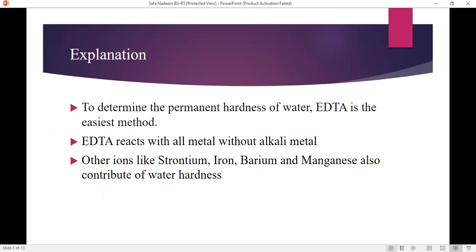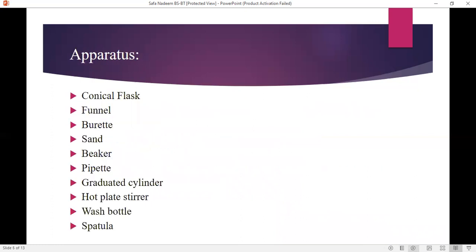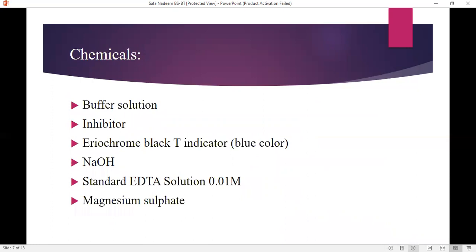Next, have a look at the apparatus. It includes conical flask, funnel, burette, stand, beaker, pipette, graduated cylinder, hot plate stirrer, watch glass, spatula. Chemicals include buffer solution, inhibitor, Eriochrome Black T indicator, which is present in blue color, sodium hydroxide, standard EDTA solution of 0.01 molar, and magnesium sulfate.